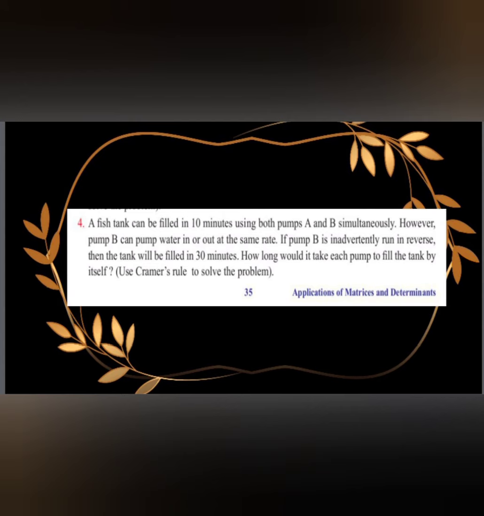So now we'll see a statement problem from the same exercise, fourth sum. A fish tank can be filled in 10 minutes using both pumps A and B simultaneously. This part of the sum will frame one equation for us. Next statement, however, pump B can pump water in or out at the same rate. If pump B is inadvertently run in reverse, then the tank will be filled in 30 minutes. So this forms the second equation. We have to solve this using Cramer's rule. Now let's move on to the sum.